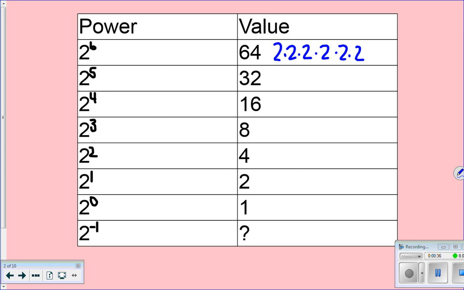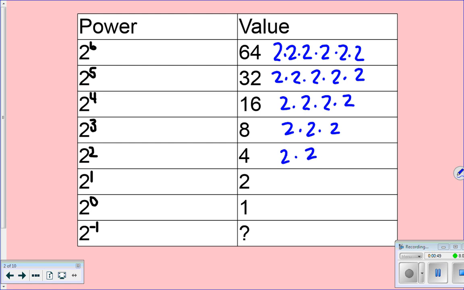And then 2 to the 5th power looks like what? 2 and then 5 times, right? Okay, and then this one would look like this. And this one would look like this. And this one looks like this. And this one looks like this. Now watch. Some people say, why is anything to the 0th power always 1? Well, 2 times 0 is what?